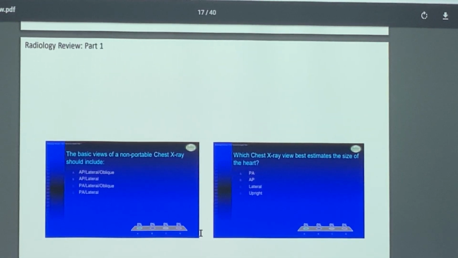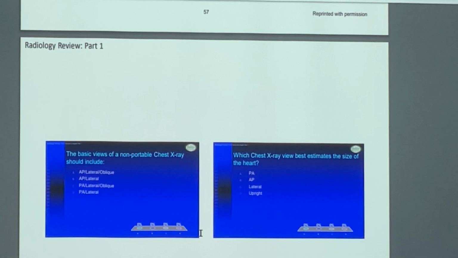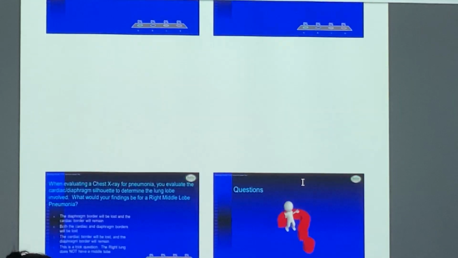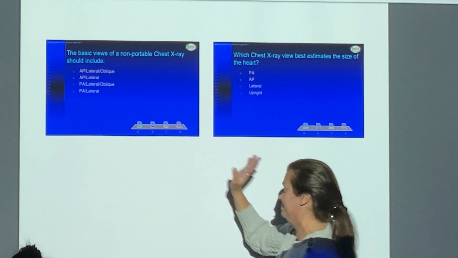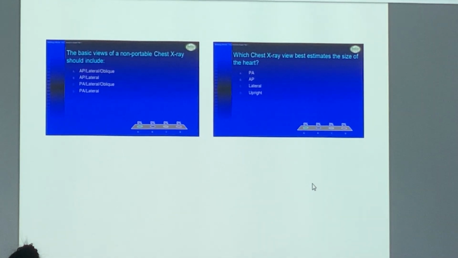Then the basic view, the most accurate view, is PA and lateral. And to be able to estimate the size of the heart, you have to do PA. I guess he will make you vote. It looks like it, like the clicker. I don't know.